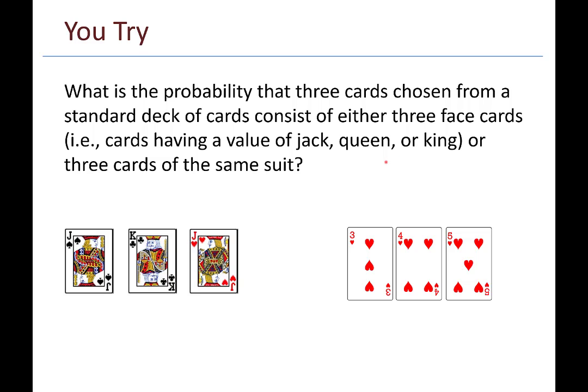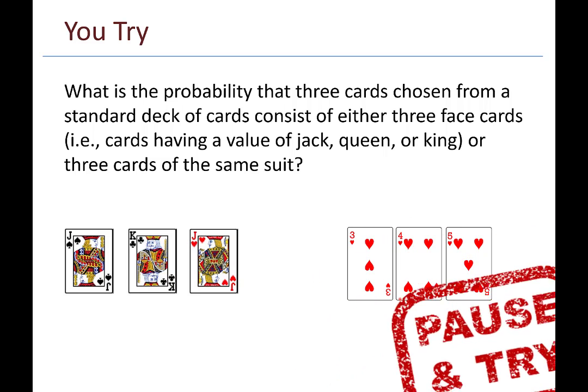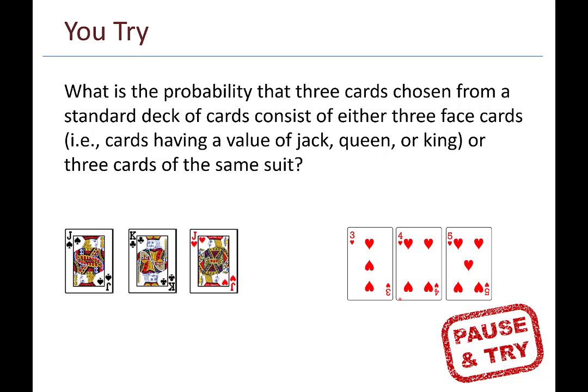Okay, give this thing a try on your own. What is the probability that 3 cards chosen from a standard deck of cards consists of either 3 face cards, that is, cards having a value of Jack, Queen, or King, or 3 cards of the same suit? In the example here, the 3 cards happen to be increasing 3, 4, 5, but they don't have to be. They can be any 3 cards of the same suit. Give this a couple minutes, see what you can do, and then start the video again to check your work.